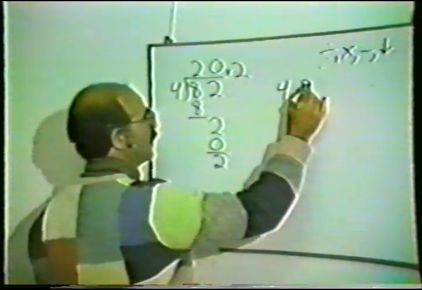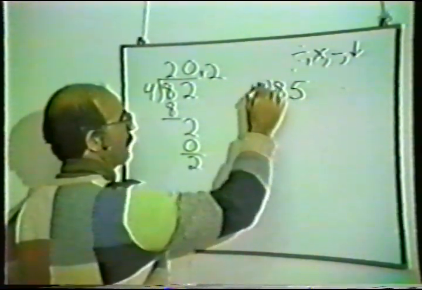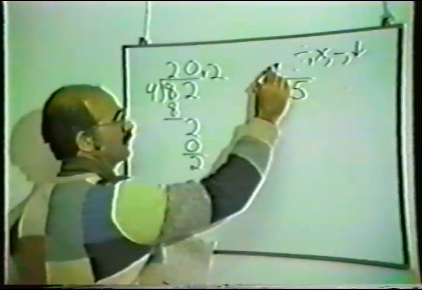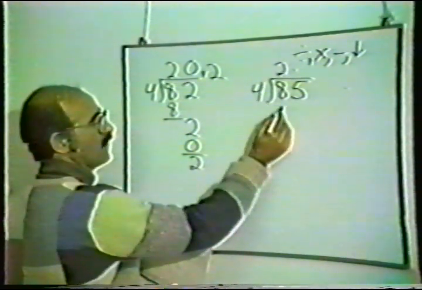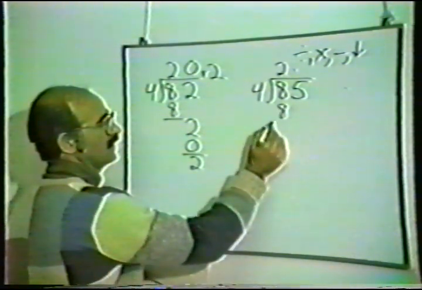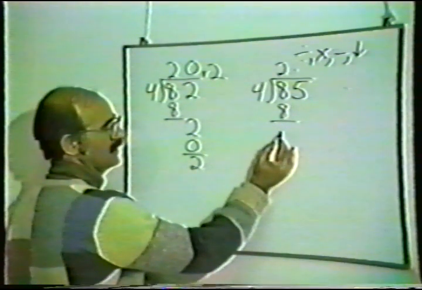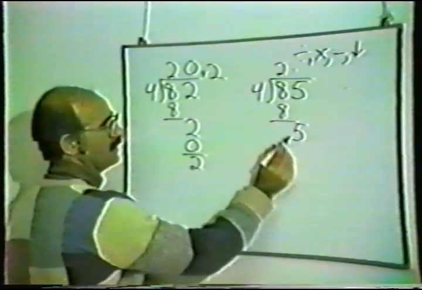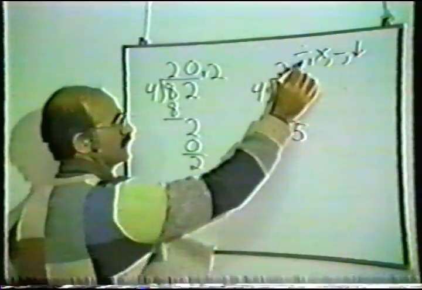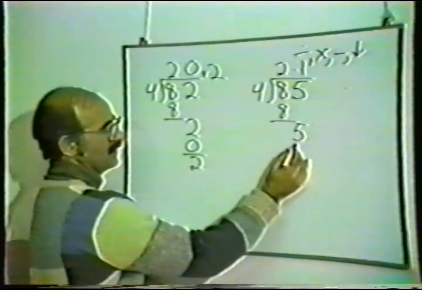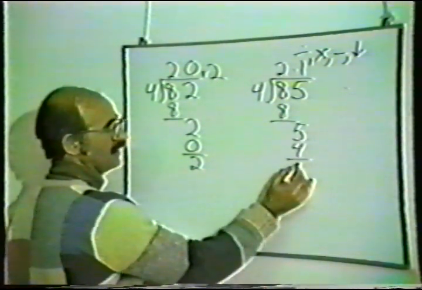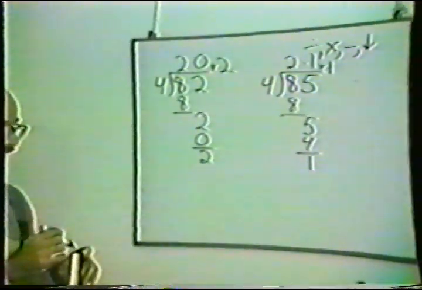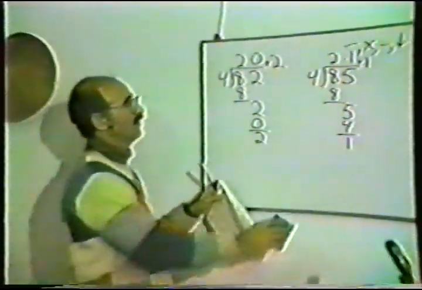4 into 85. 4 into 8 goes? 2. 2, because 2 times 4 is? 8. Subtract, get? 0. Bring down the? 5. 4 into 5 goes? 1. 1 times 4 is? 4. Subtract, get? 1. Remainder 1. The answer is 21, remainder 1.